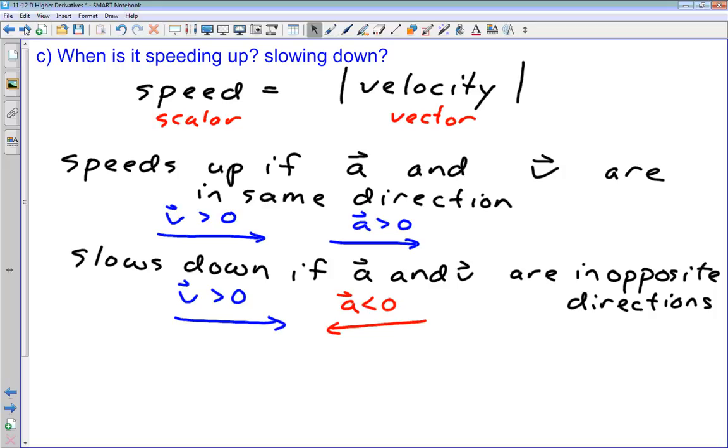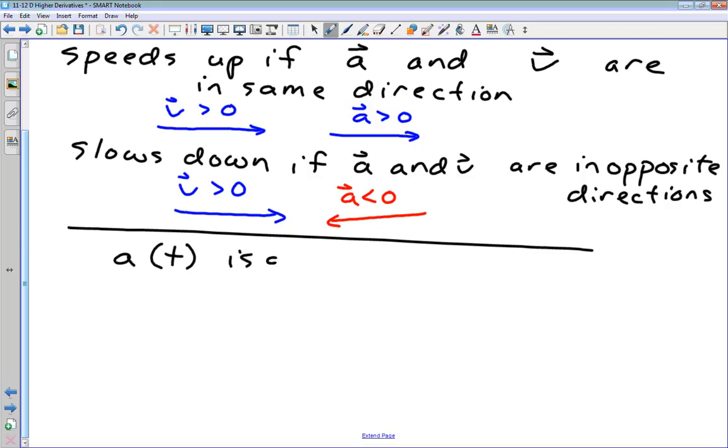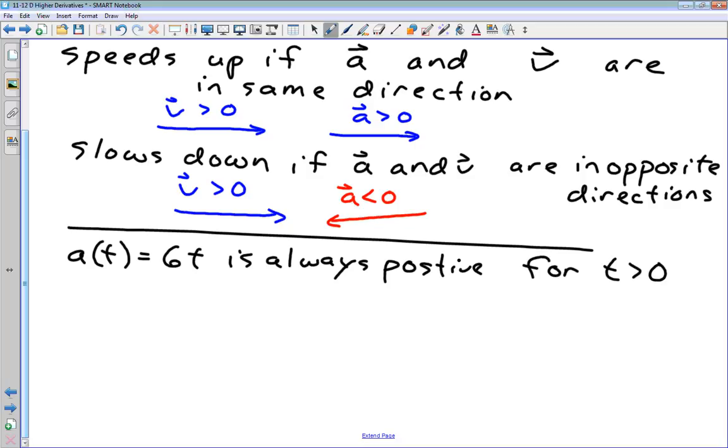So how can we figure this out? Well, for this particular question, we know that the acceleration is always positive. Let's write this a little differently. Our acceleration function, a as a function of t, is equal to 6t, which is always positive for t greater than 0. Okay? I don't want to write something like acceleration is always positive because it's not always positive. It's always positive in this particular question.